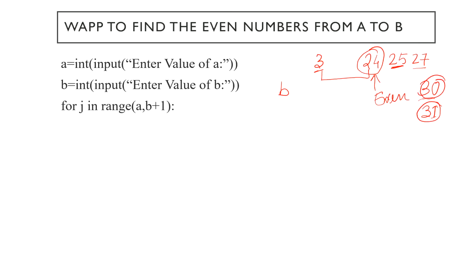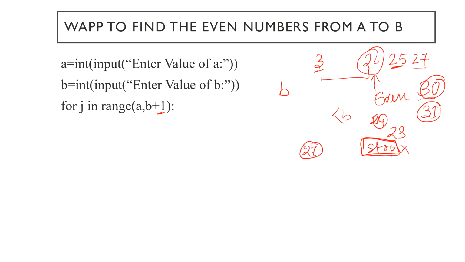If I write 30 directly, if I write B, then it will go till less than B. That means if the value of B is 24, the loop will go till 23. Why? Because in the range function, you know that the stop value is excluded. This is excluded from the output, right? That's why here I have written B plus 1. Is that clear? Now suppose it is 27, then also no problem.